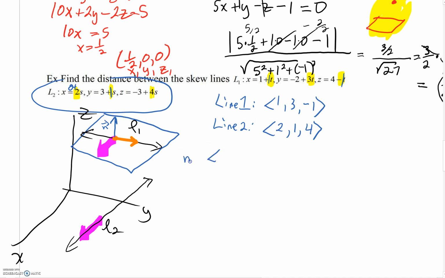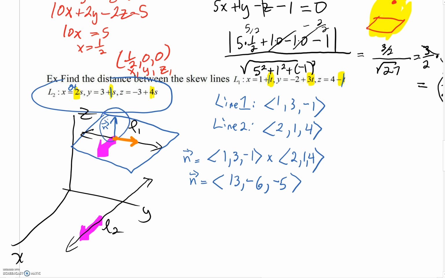Look, if we took the cross product of (1, 3, -1) with (2, 1, 4), again, you could use your calculator to work this out real fast. For the sake of time, I've already done that actually. You'd get (13, -6, -5). So that would be this normal vector right here.